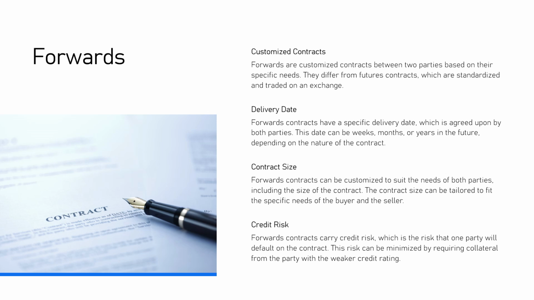Delivery date. Forward contracts have a specific delivery date, which is agreed upon by both parties. This date can be weeks, months, or years in the future, depending on the nature of the contract.